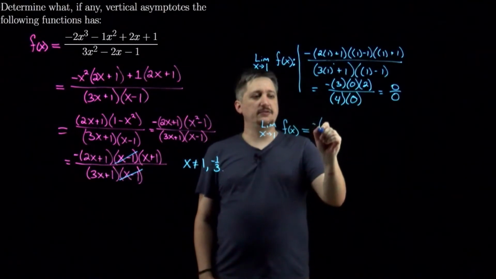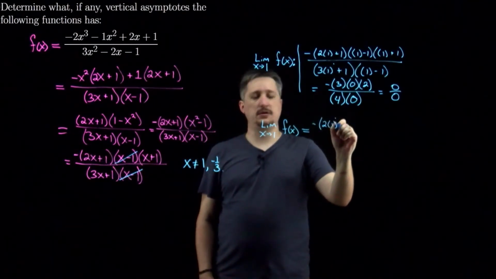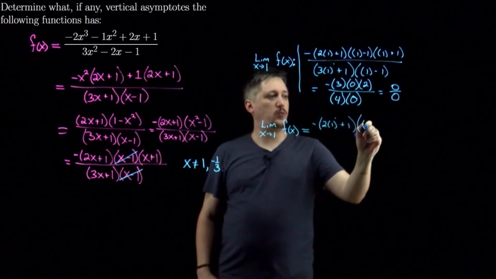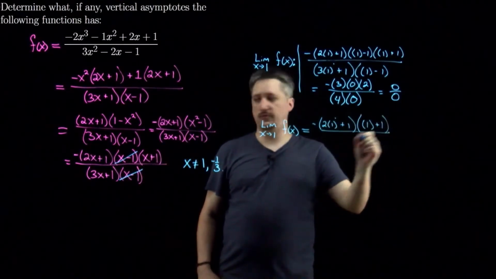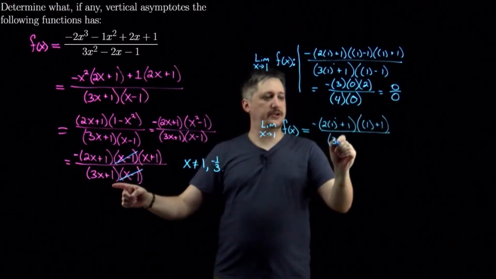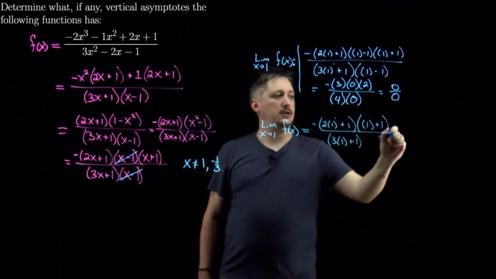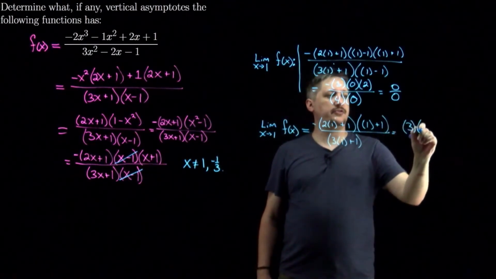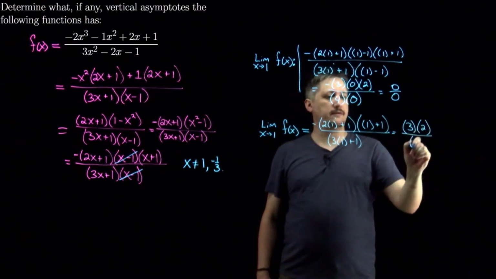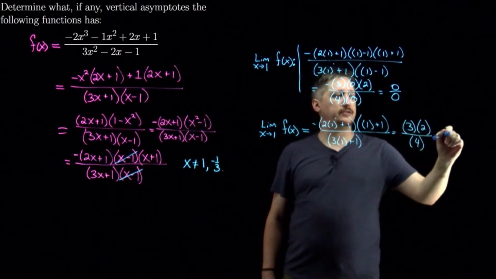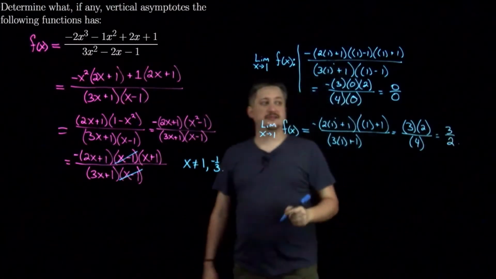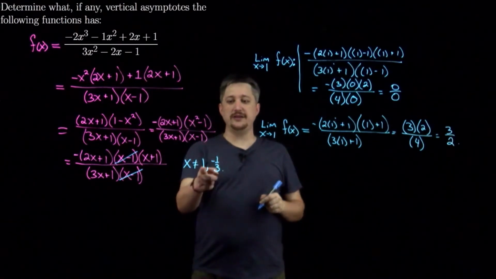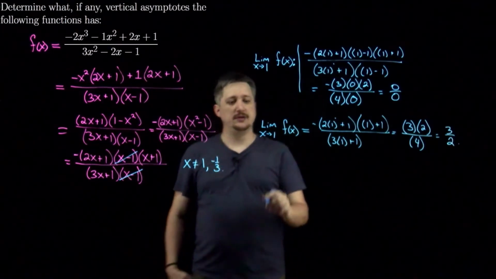So I'm going to get negative 2 times 1 plus 1. And that got removed, so now I have 1 plus 1 over 3 times 1 plus 1, which is now 3 times 2 over 4, which is 3 halves. You'll notice this is not non-zero over 0. So that tells me that 1 is not where a vertical asymptote is.